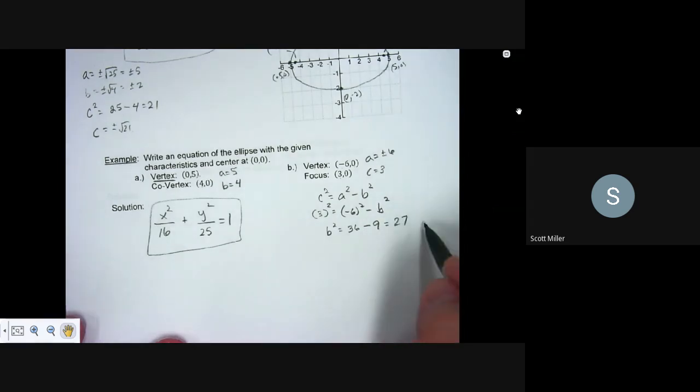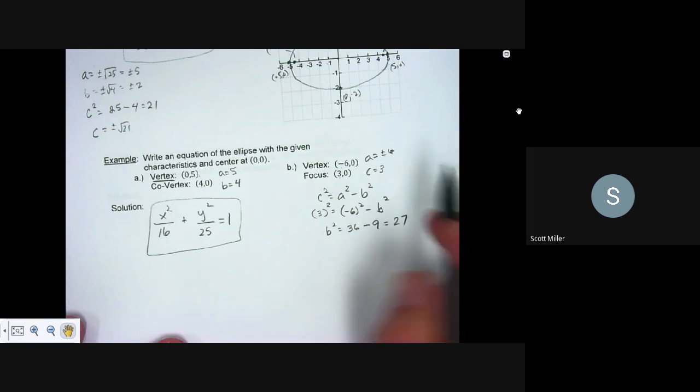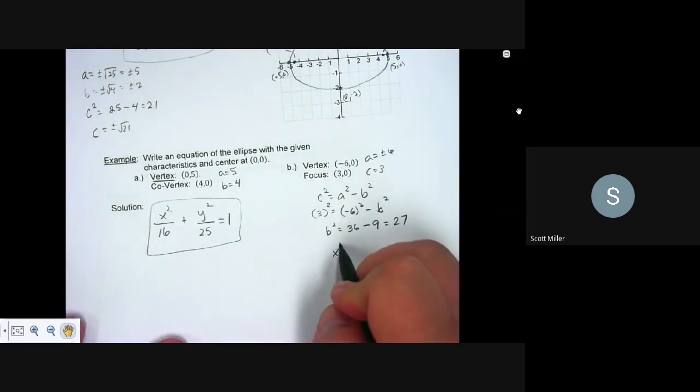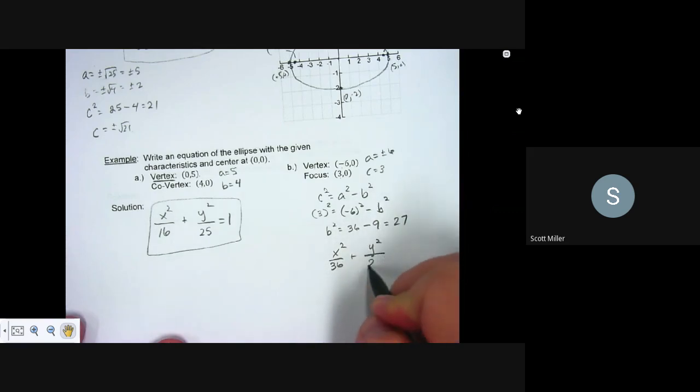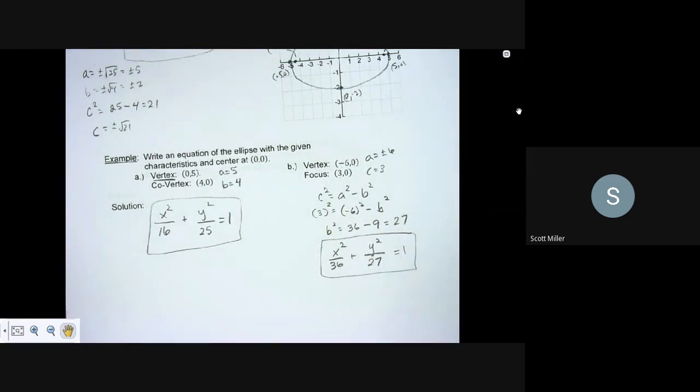I don't even know what B is. I just need to know what B squared is. A is bigger, so it's going to be under the X. Y squared. B squared is under that. And it's equal to 1. And there you go. Okay. Let's look at some more problems.